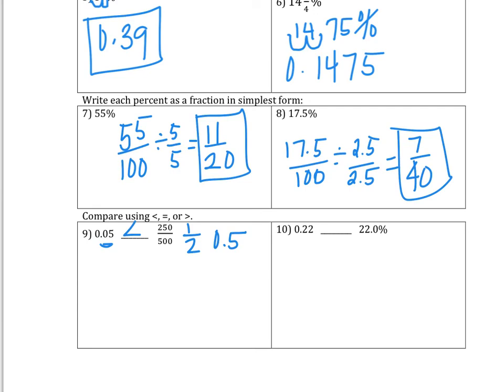Number 10 is 0.22 or 22 hundredths, and this is 22%. If we take off the percent, we have to move our decimal place over 2. It's going to be 0.22, so that means they are equal.